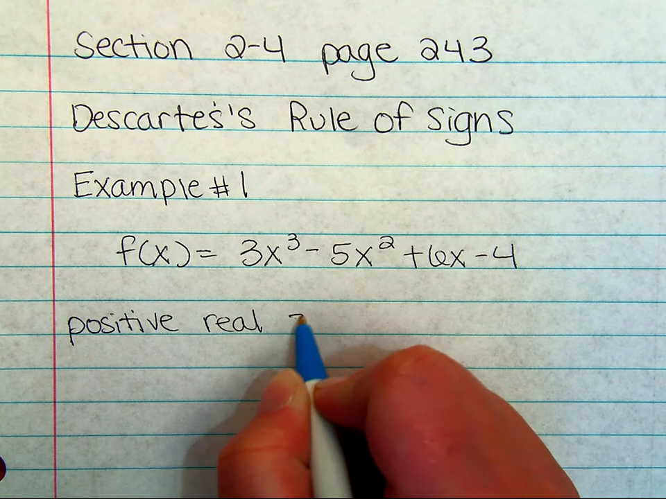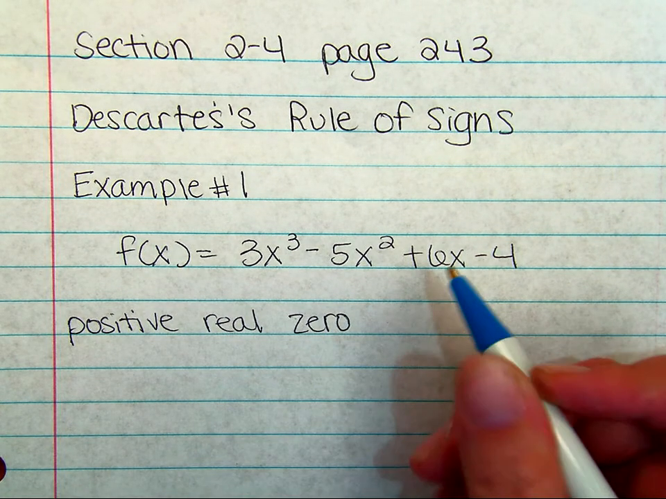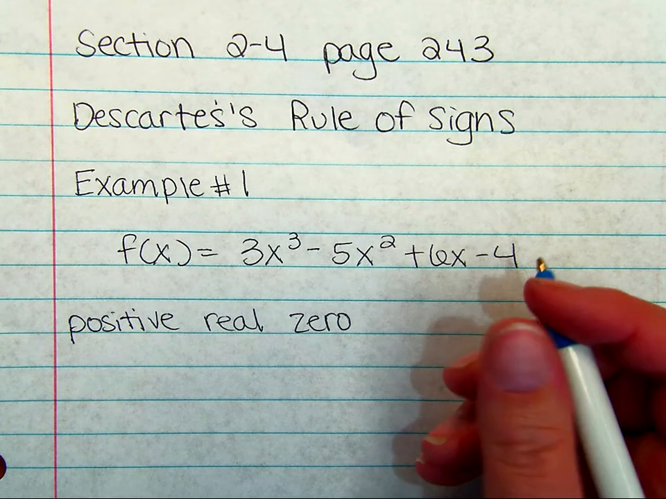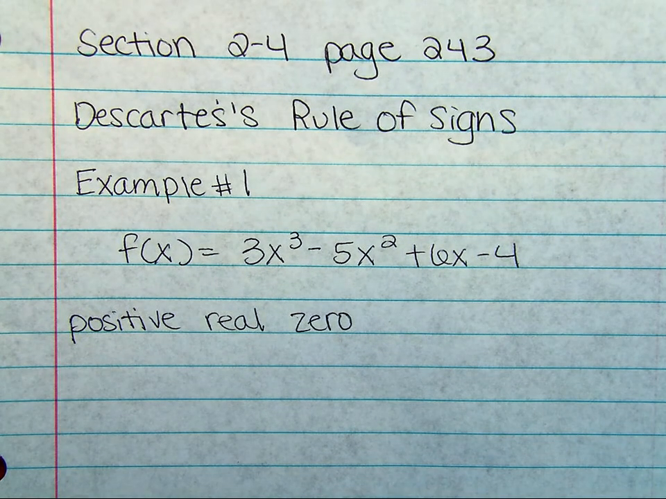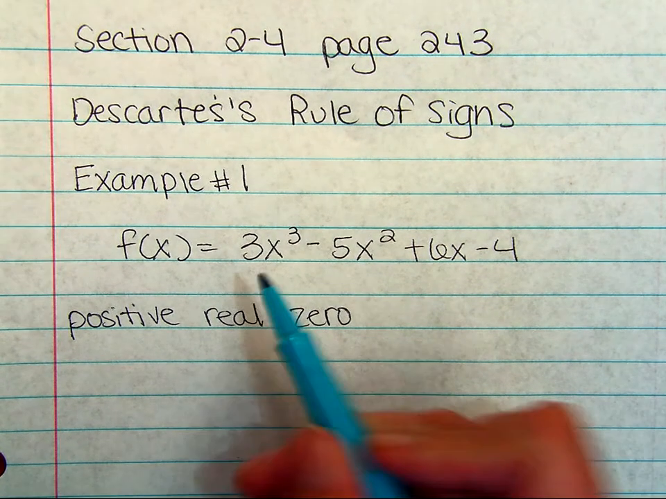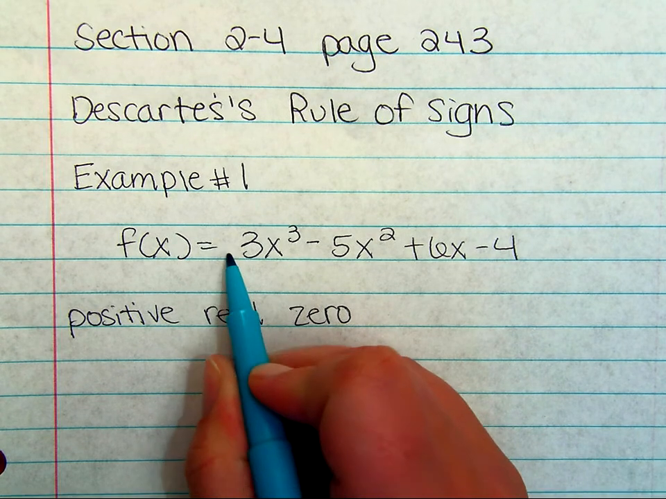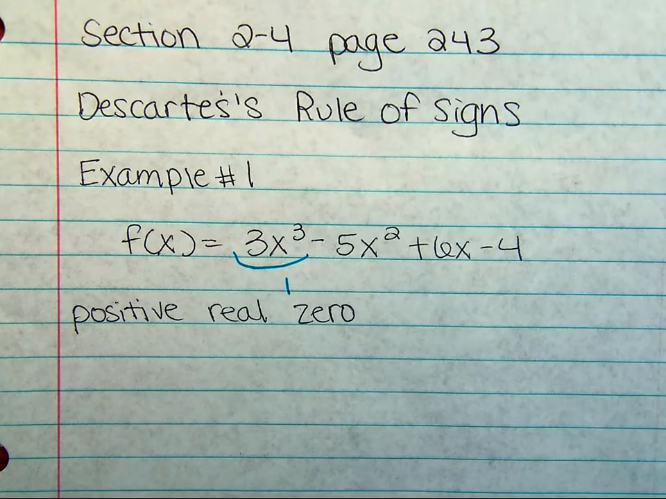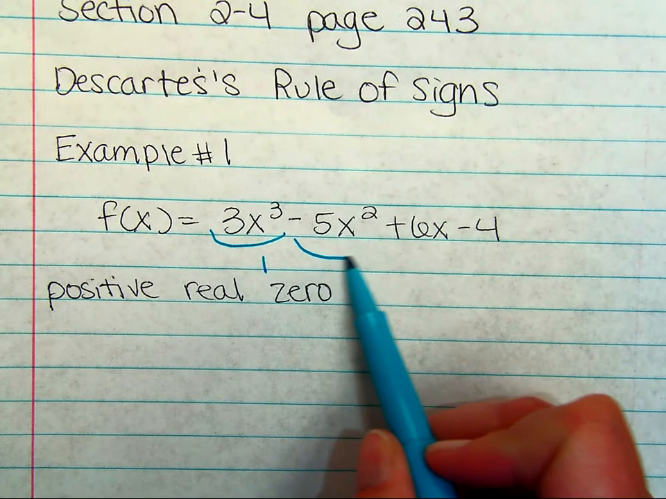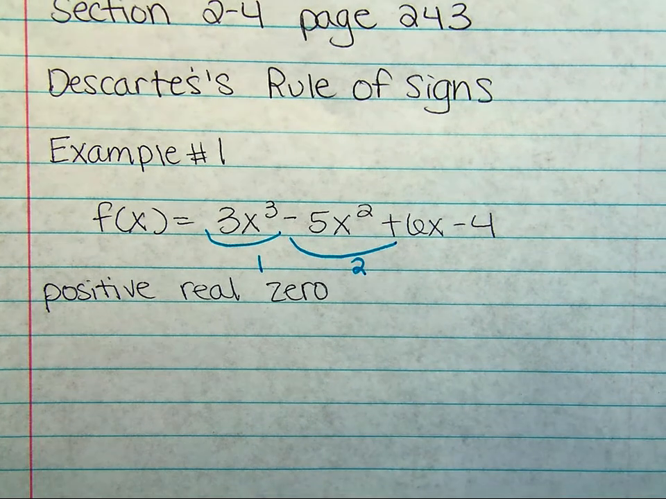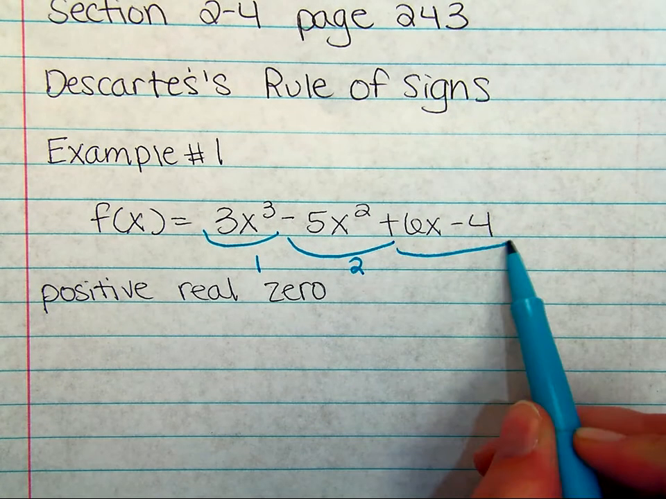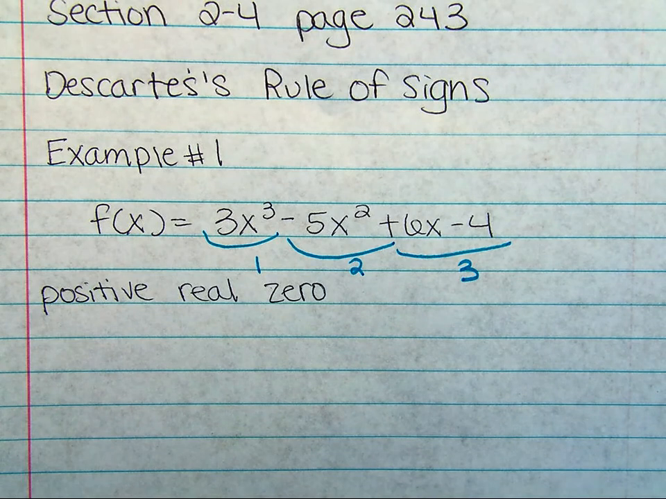For this one, remember, if you look back in your notes, you just look at f of x. So here's f of x. We go from a positive to a negative. That's one sign change. Then we go from a negative to a positive. That's two sign changes. Then we go from a positive to a negative. That's 3. All right. So we've got 3 total changes.